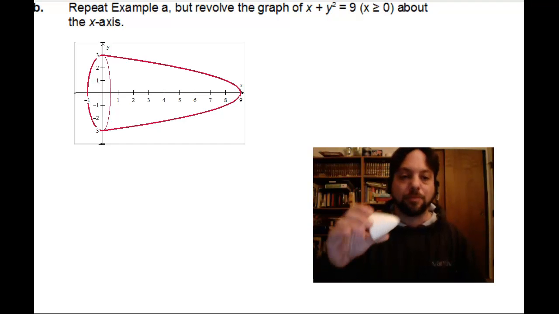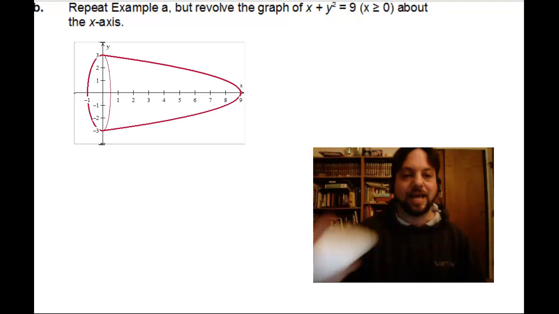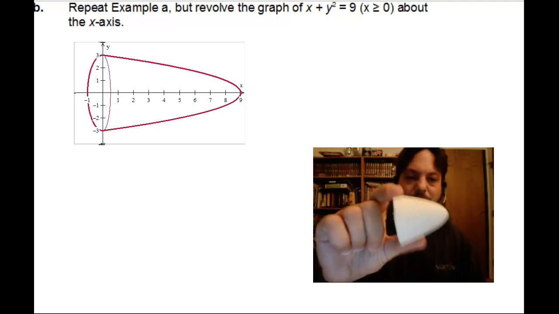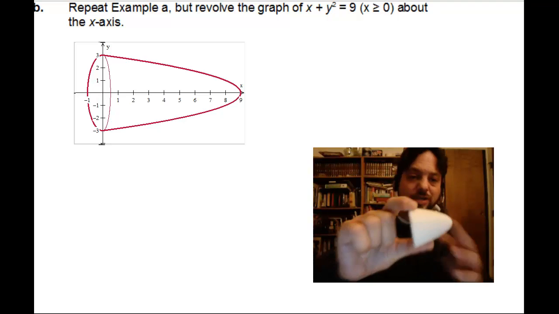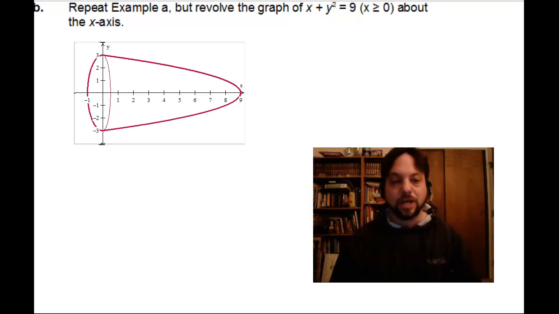So maybe what we'll end up with is another paraboloid kind of shape, more or less like that. Maybe less because it's a little bit thinner where my fingers are, and it's a little bit longer. But essentially the idea is there. So, there is a picture of the graph we're going to be revolving. We will revolve it around the x-axis, and get that solid that you see.